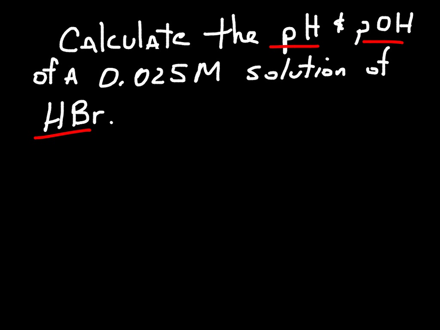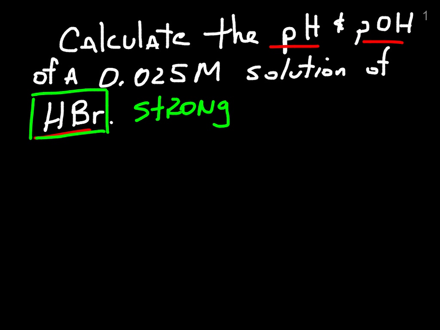Now the first thing you need to remember is that you need to determine what kind of acid or base you're talking about. HBr is a strong acid. Right off the top, that's the first thing that I think about. It's going to be strong, and so the ionization of hydrobromic acid is going to be real simple: 100%, it's just going to go to that.